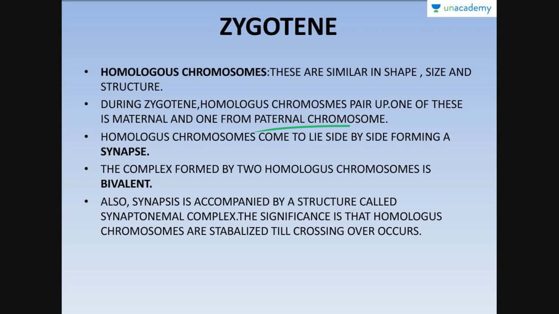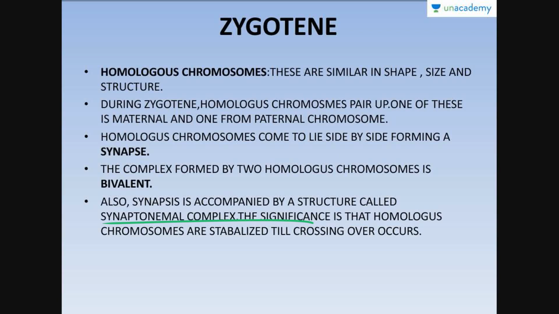Now why did I tell you about homologous chromosomes during zygotene? Because during the zygotene phase only, these homologous chromosomes come to lie side by side. They pair up to form synapsis. And this complex formed by the two homologous chromosomes is referred to as a bivalent. Also, after synapsis occurs, there is also formation of a structure called the synaptonemal complex. Now, what is the significance of this structure?